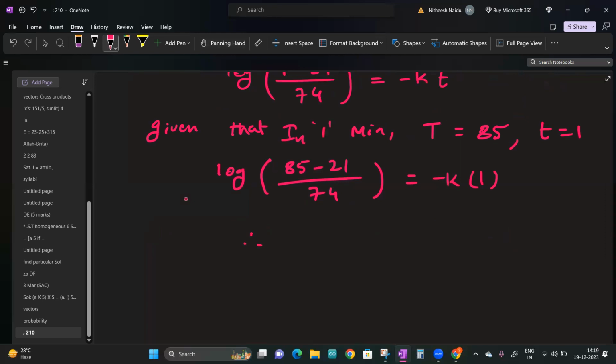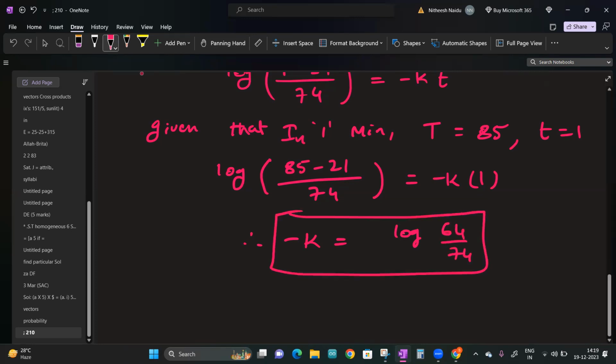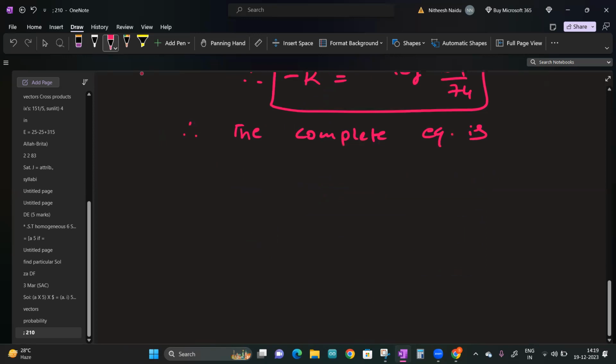So therefore, the k value is equal to minus, keep this minus k. Okay. So the k value is equal to... can you tell me 85 minus 21 is how much? 64? 64 out of 74. So this is the value of minus k. Therefore, the complete equation is, now tell me the complete equation.